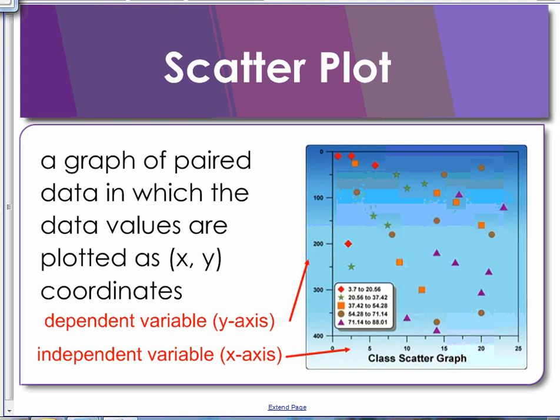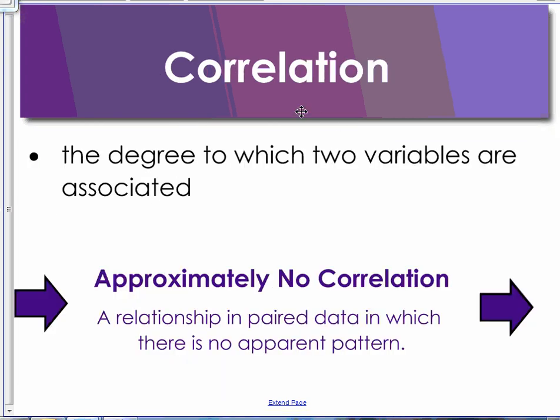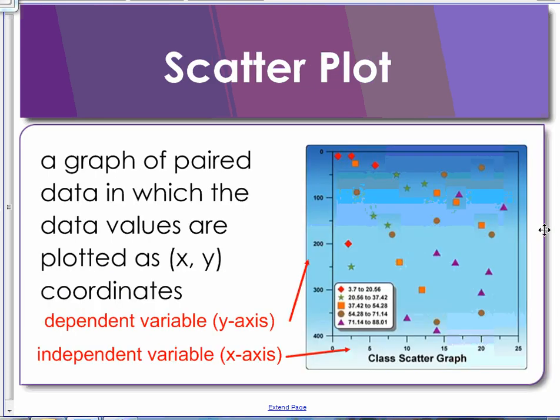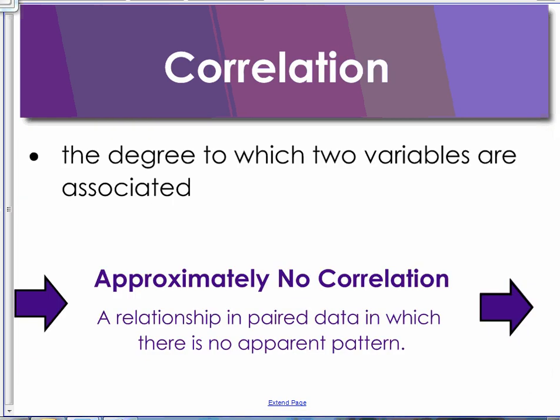When we're looking at a scatter plot, oftentimes there's something called a correlation. A correlation is the degree to which two variables are associated. What that means is when you've plotted a set of data on a scatter plot, there's usually a trend or a correlation in how the data is being displayed. There are three different ways it can be displayed.